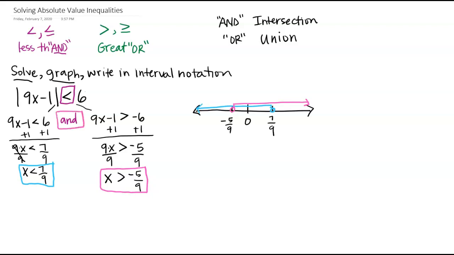So I want to know the intersection, or where do they overlap, is what I'm looking at here. So my overlap looks like it's going to be all of this stuff between negative 5/9 and 7/9. And so to write that in interval notation, you'll do negative 5/9, comma 7/9. That tells us we want all the stuff that's just in between.